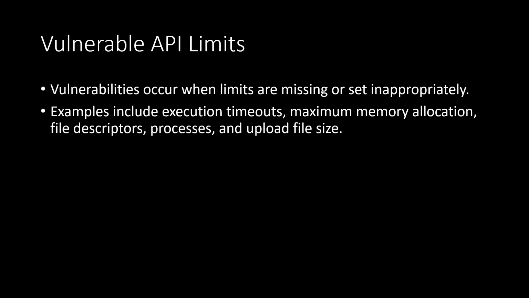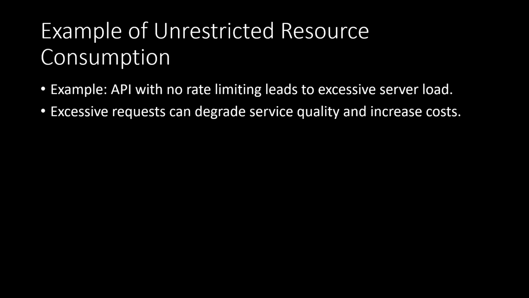An API is vulnerable if it lacks appropriate limits or if the limits are set too low or too high. Examples of critical limits include execution timeouts, maximum memory allocation, maximum number of file descriptors, processes, and upload file size. Let's look at an example of unrestricted resource consumption. Imagine an API with no rate limiting, leading to an excessive number of requests. This can cause server overload, degrading service quality for other users, and significantly increasing operational costs.